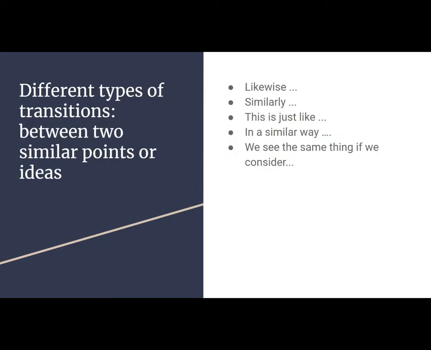So here, let's go over some examples, different types of transitions. So we have a transition between two similar points, or two similar ideas. Excuse me while I drink some coffee. We see the words likewise, similarly. This is just like, in a similar way. We see the same thing if we consider A and B, and these are close to each other. They're similar things.